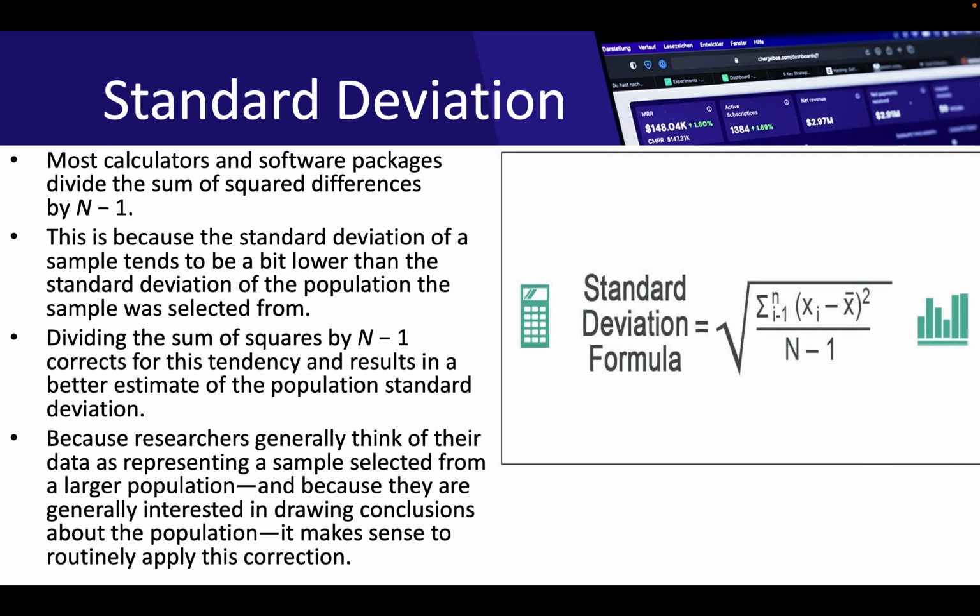Most calculators and software packages divide the sum of squared differences by n minus 1. This is because the standard deviation of a sample tends to be a bit lower than the standard deviation of the population the sample was selected from. Dividing the sum of squares by n minus 1 corrects for this tendency and results in a better estimate of the population standard deviation. Because researchers generally think of their data as representing a sample selected from a larger population, and because they are generally interested in drawing conclusions about the population, it makes sense to routinely apply this correction. And for that reason, and that's the same explanation my son gave me.